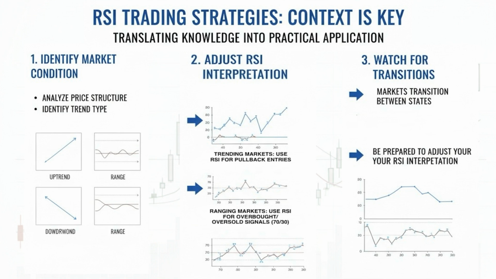The most common mistakes traders make are applying ranging market RSI logic to trending markets, prematurely exiting strong trends, and missing critical entry points by waiting for perfect RSI conditions. This is why context is so important. Blindly following RSI signals without understanding the broader market environment can lead to poor trading decisions.